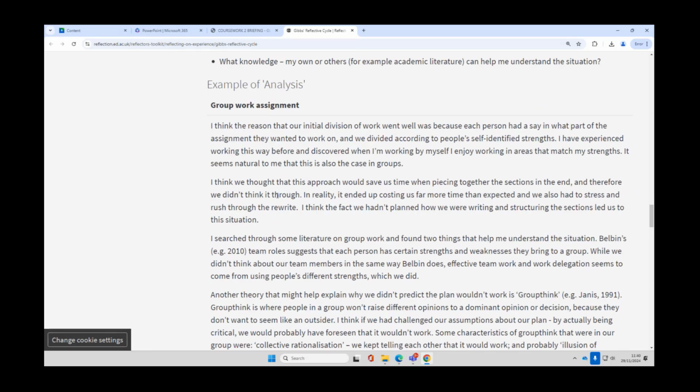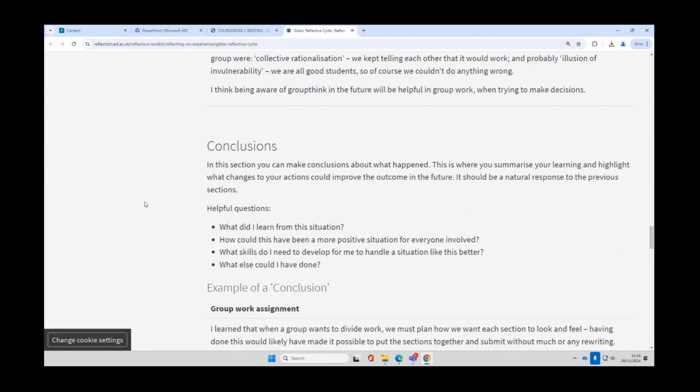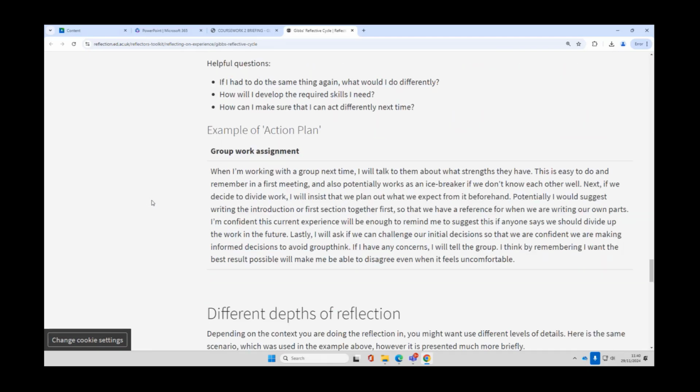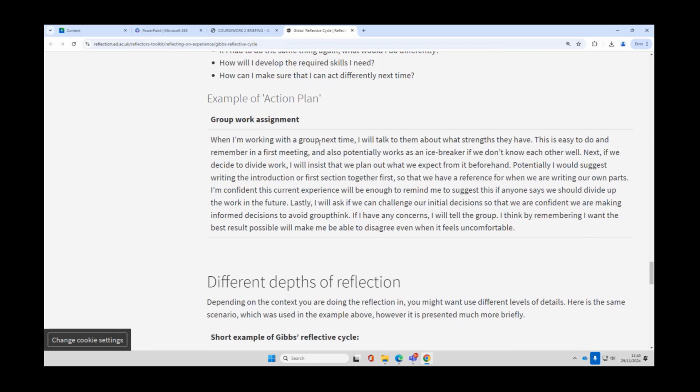Analysis. Now, again, I'm not going to read that long paragraph, but you can read it. I've provided the link in the slides. So, action plan. When I'm working with the group next time, I will talk to them about what strengths they have. This is easy to do and remember in a first meeting, and also potentially works as an icebreaker if you don't know each other well, which is the case for many first-year students. Next, if we decide to divide work, I will insist that we plan out what we expect from it beforehand. Potentially, I would suggest writing the introduction of our first section together first, so that we have a reference for when we're writing our own parts, etc.